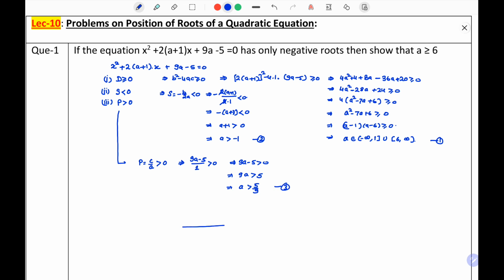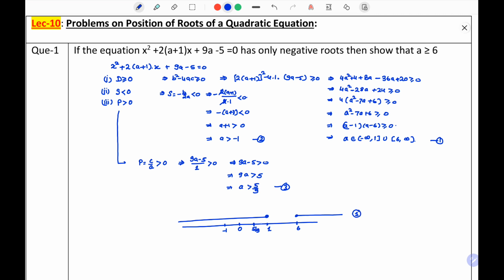Now we mark these solutions on the number line. This is origin, and our points are minus 1, and 5 by 9, and from first we have the points 1 and another one is 6. So from equation 1, the solutions are minus infinity to 1, including 1, and 6 to infinity. This is given by the equation 1.